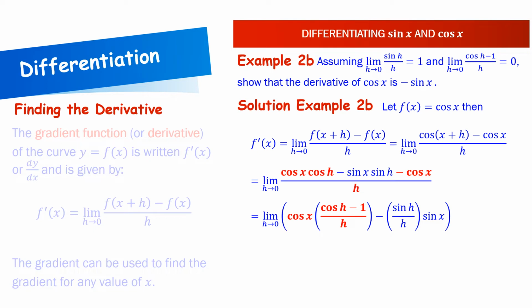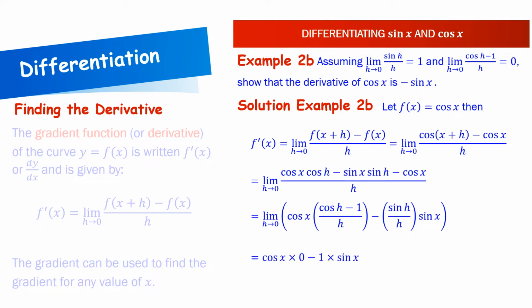Next we collect the terms as shown and factor out cos x to give us cos x times (cos h minus 1) all over h, minus (sin h over h) times sin x as shown. So we have cos x as it is in the formula.